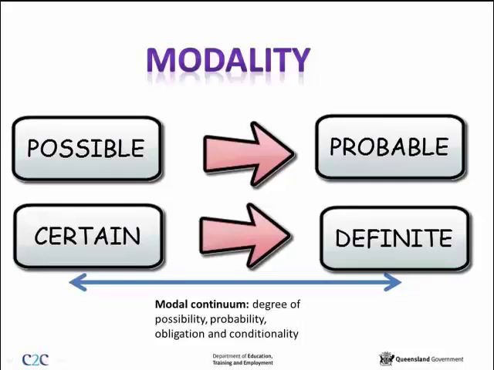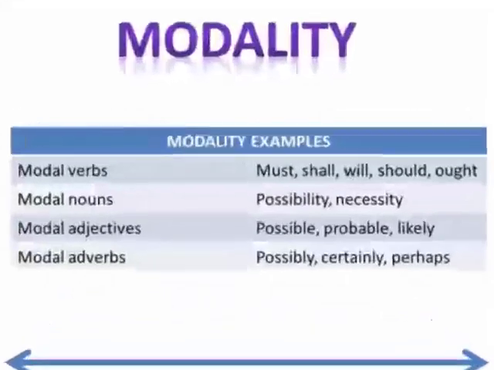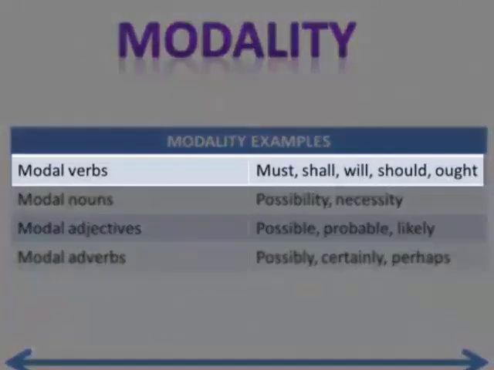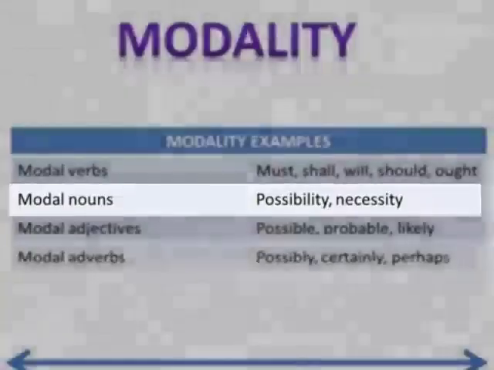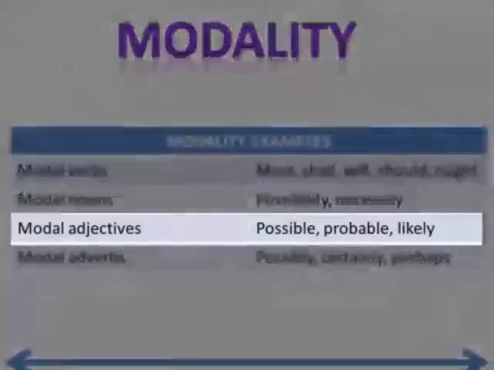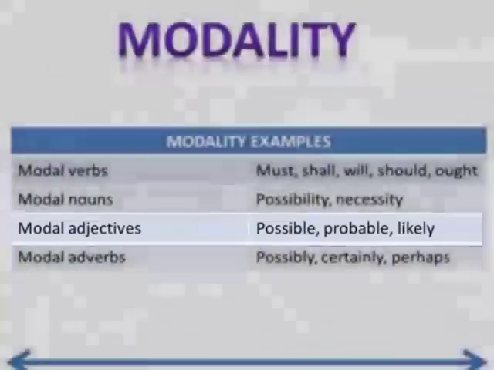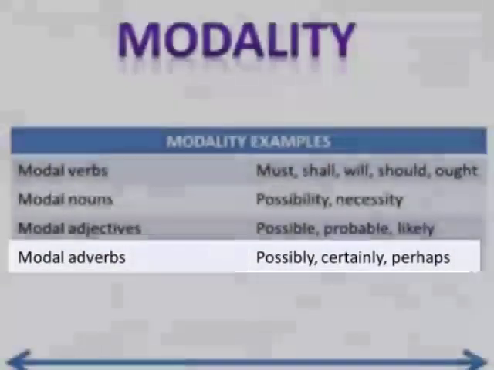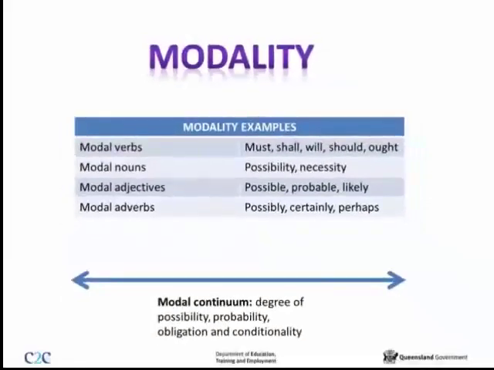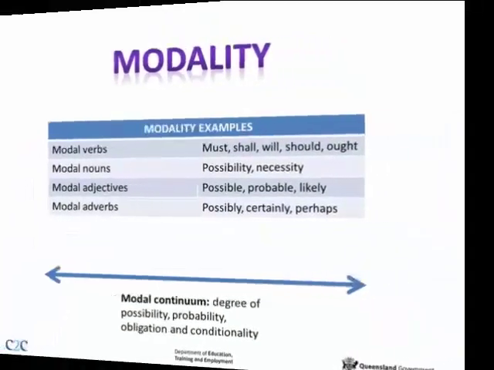You can use modal verbs, nouns, adjectives, or adverbs. Here are some examples of each. So some modal verbs are must, shall, will, should, ought. Some nouns, possibility, necessity. Modal adjectives, possible, probable, likely. And modal adverbs, possibly, certainly, perhaps. And in all of these examples, you can see this continuum that we're talking about.